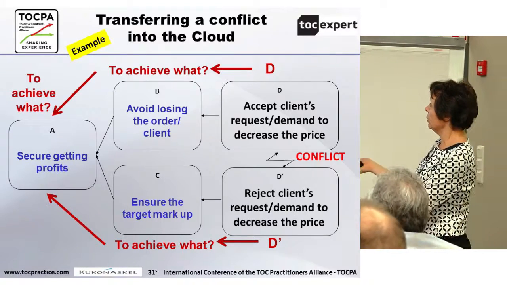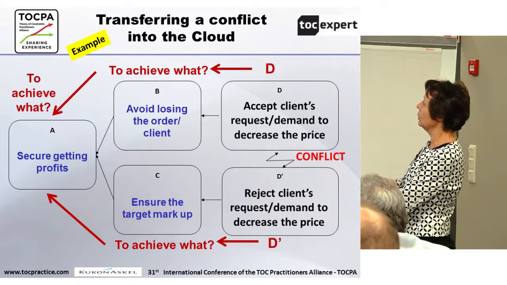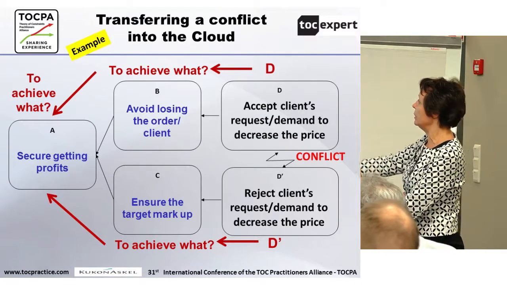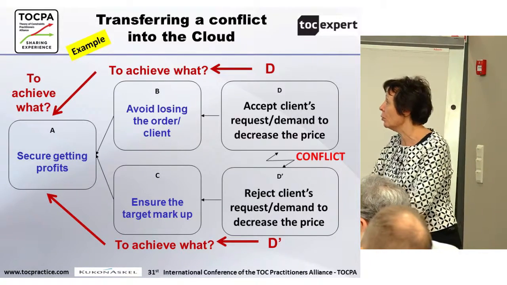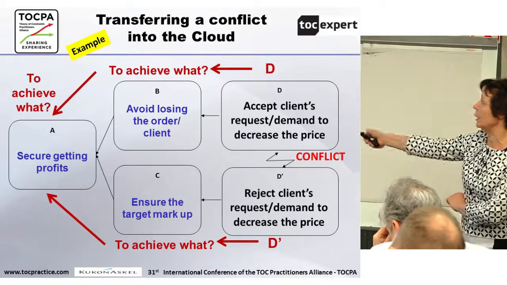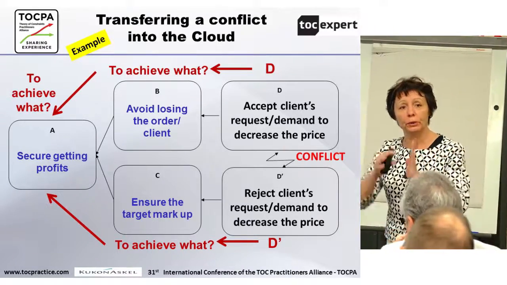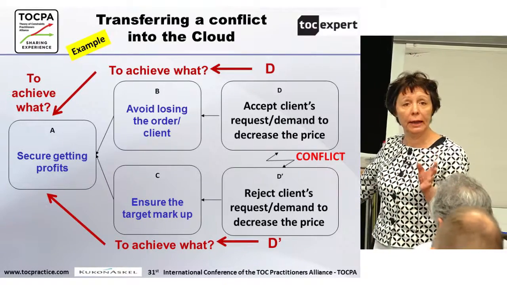So here is the conflict. Just where we're checking the logic. The main thing is that D endangers C and D prime endangers B. That's why we are in this conflict. And the moment we get an agreement that this is our situation, the door is open to start developing the solution. So this is layer 1.